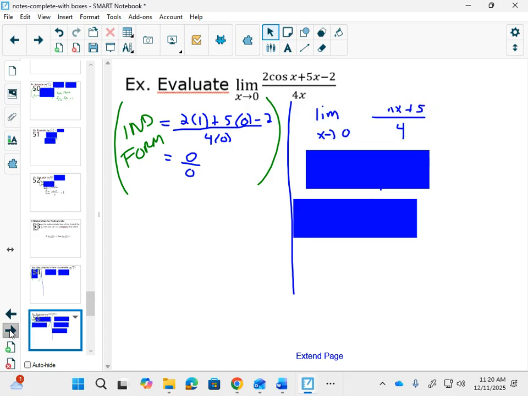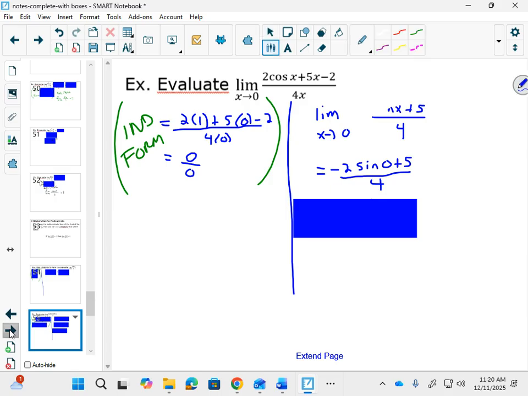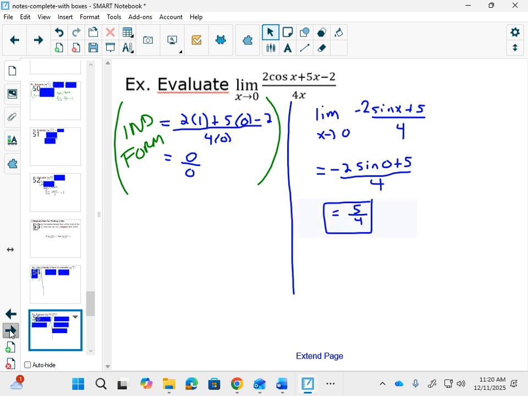So, we take the limit. Oh, I erased a bunch of stuff. The derivative of the top is negative 2 sine x plus 5. The derivative of the bottom is 4. Now I can plug in 0. And I get just 5 over 4.